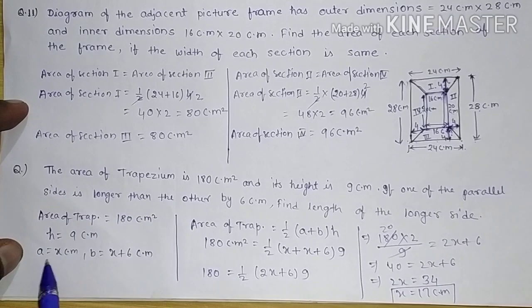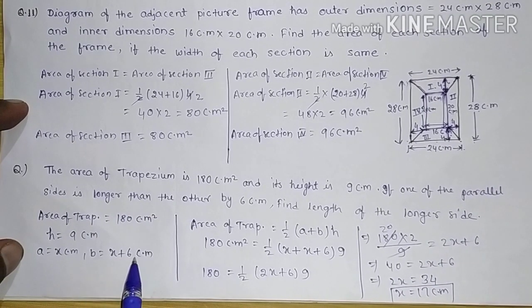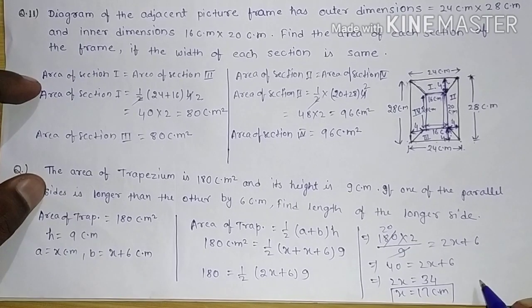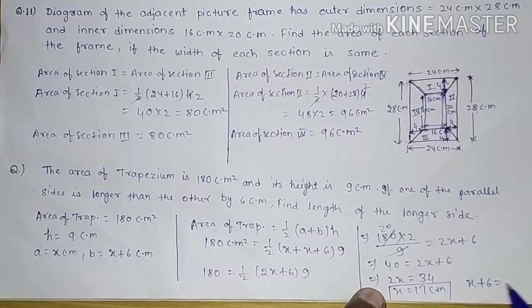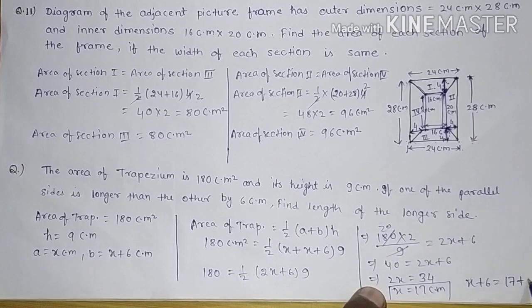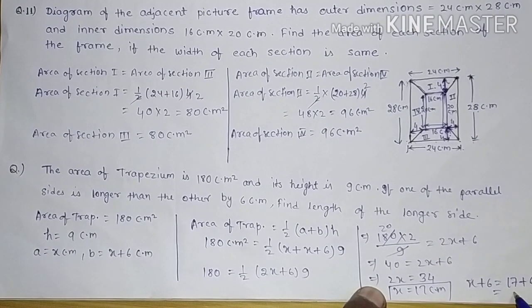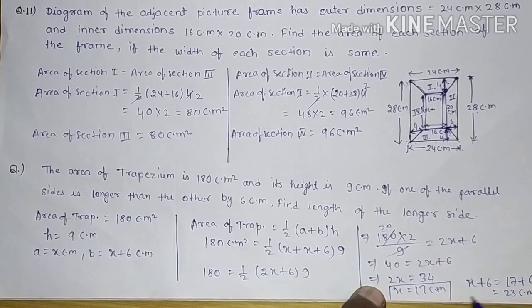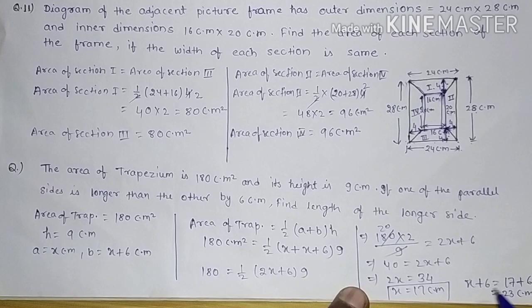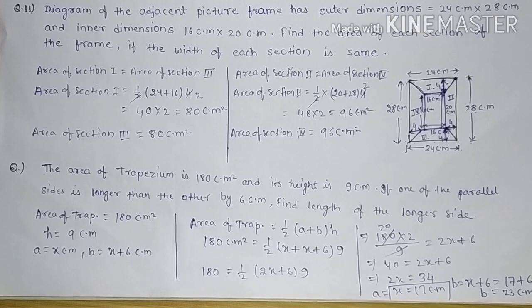Now a is x centimeter and b will be x plus 6. So the other side will be x plus 6, and putting in the value, 17 plus 6, it will be 23 centimeter. So here a equals 17 centimeter and b equals 23 centimeter. So b equals 23 centimeter, which is the longer side, and a equals x equals 17 centimeter.